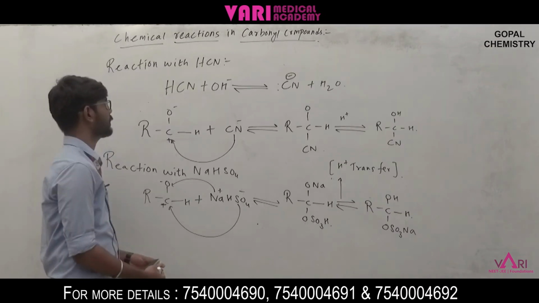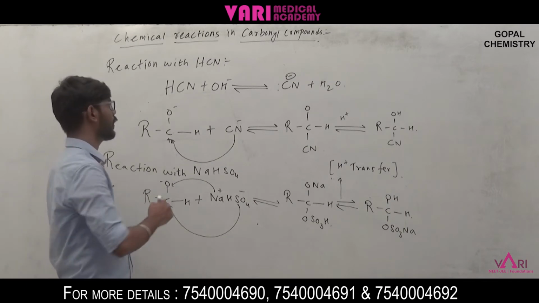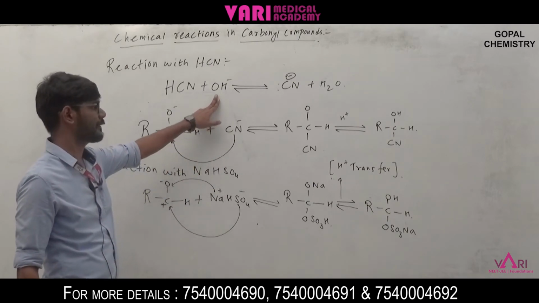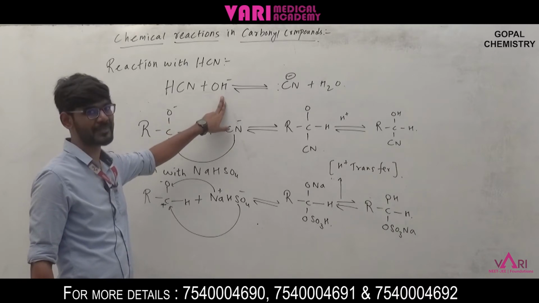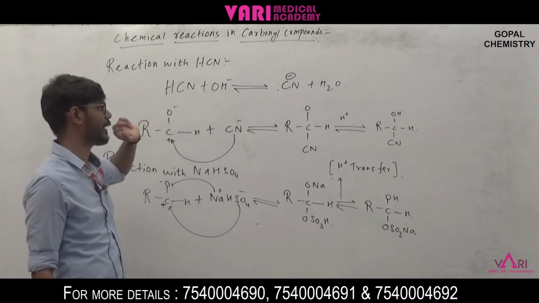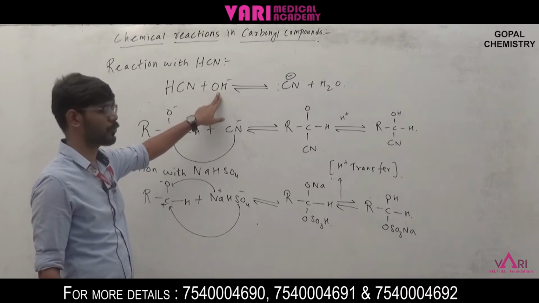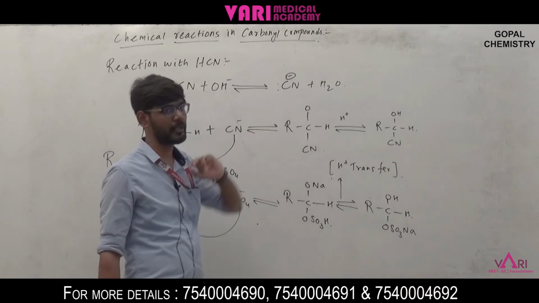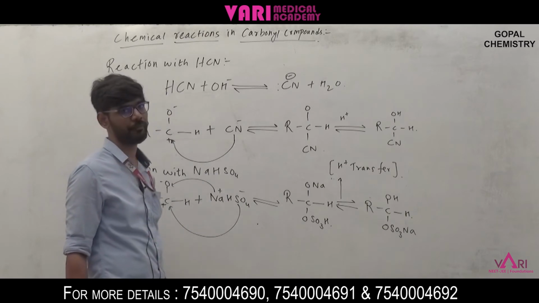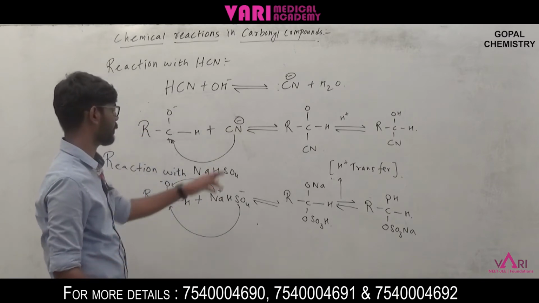Next is the reaction with hydrogen cyanide, or hydrogen cyanic acid. The HCN has to be treated with alkali. The alkali is nothing but a base, which has to abstract H plus ions from the acid. Since it is an acid, it has to donate H plus ions. So this H plus is abstracted by the OH group, which ends up as a water molecule. Then the cyanide nucleophile will be generated, and this cyanide nucleophile will be added to the carbonyl compound.